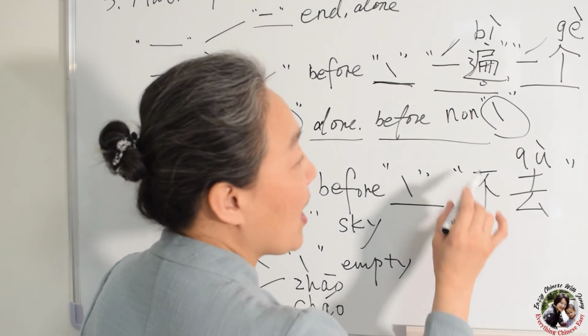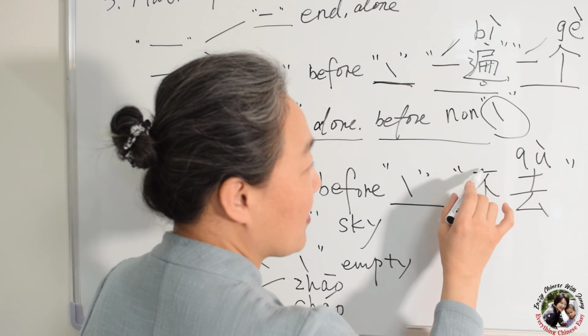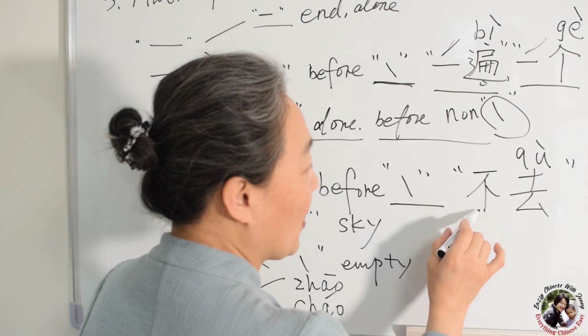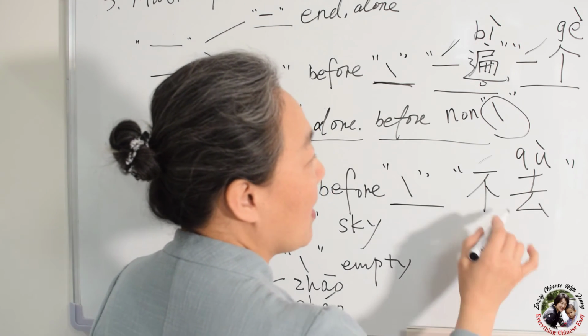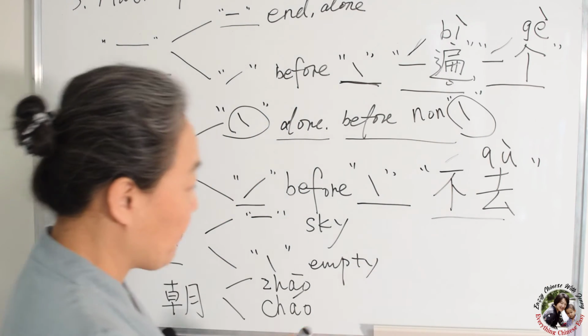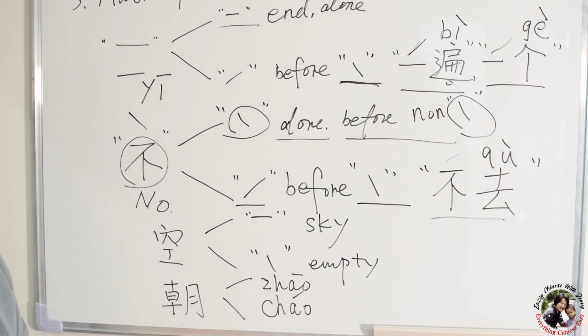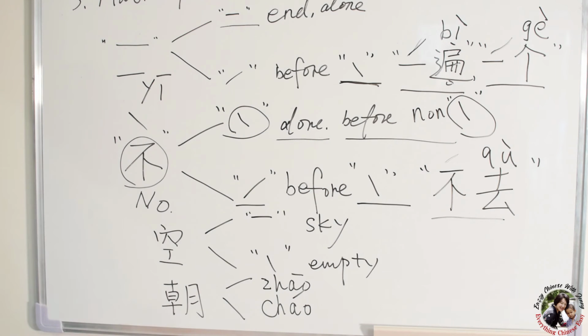Here, you don't say 不去 with the original fourth tone pronunciation. You say 不去, 不去. Well, it sounds complicated. I just try to introduce it to you first and let you have an idea, and we will practice in future.